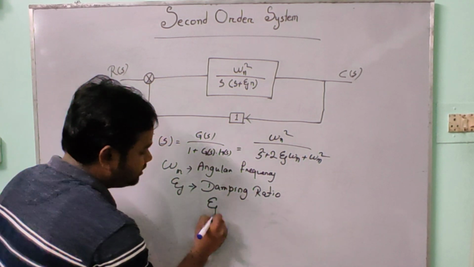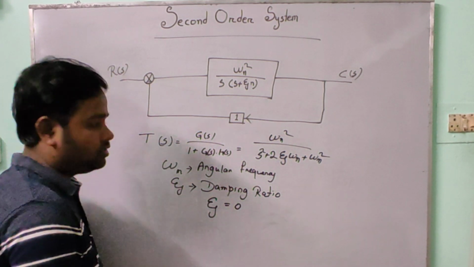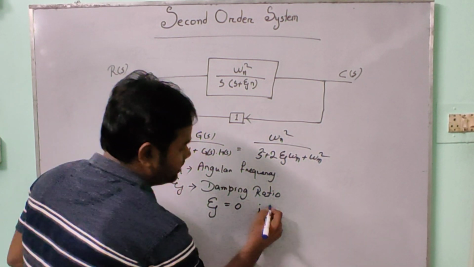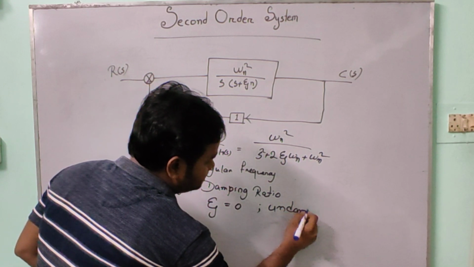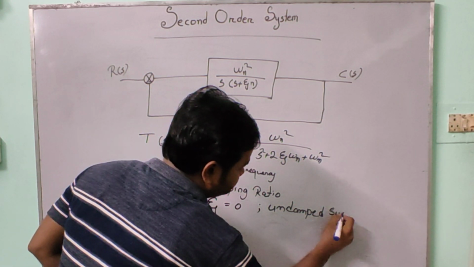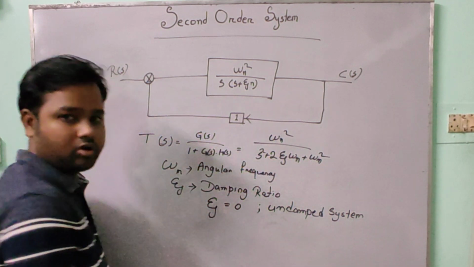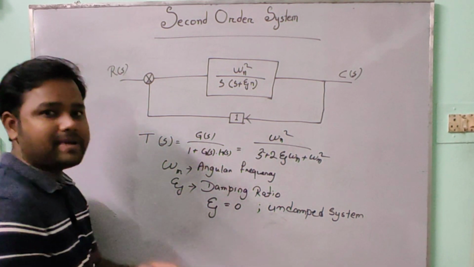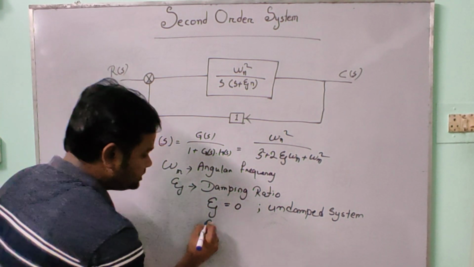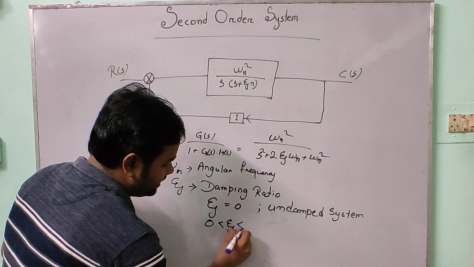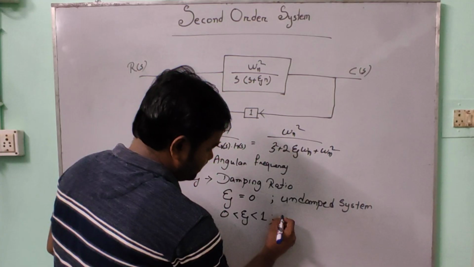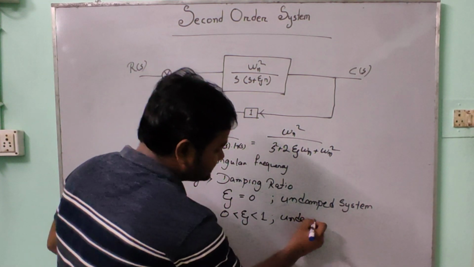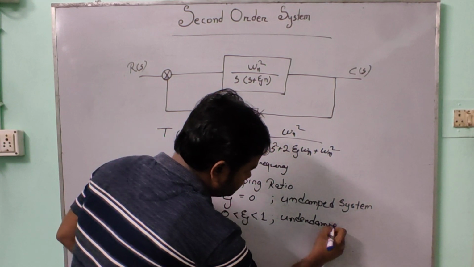If zeta is equal to 0, then the system is known as an undamped system. If the value of zeta varies from 0 to 1, that is, 0 less than zeta less than 1, then it is known as an underdamped system.